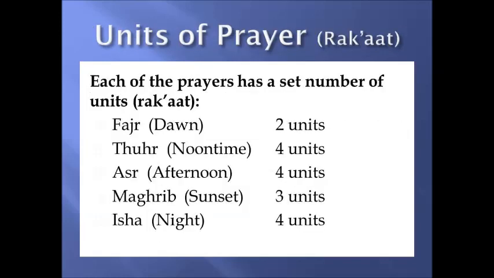Each of the prayers has a set number of units, rak'at. Fajr, the dawn prayer, is 2 units. Thuhr, or the noontime prayer, has 4 units. Asr, the afternoon prayer, also has 4 units. Maghrib, after sunset, has 3 units. And Isha, the night prayer, has 4 units.